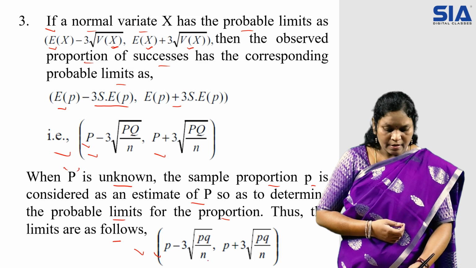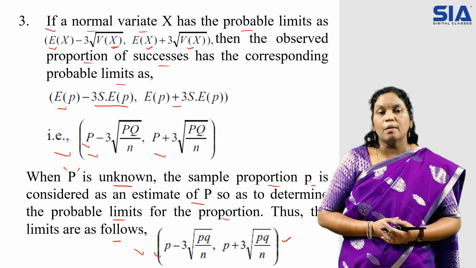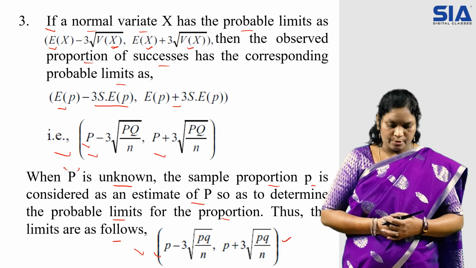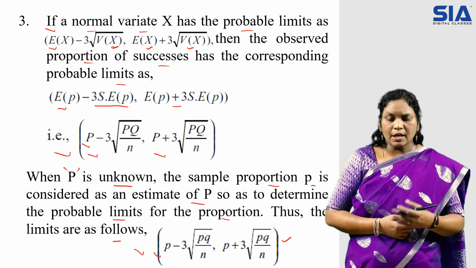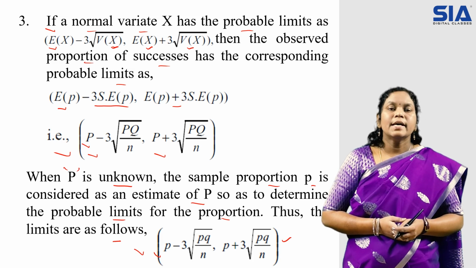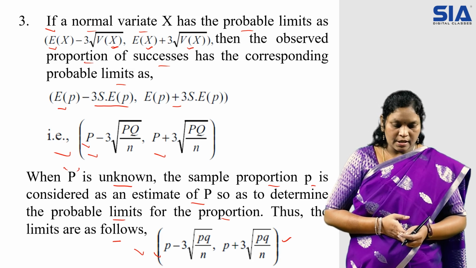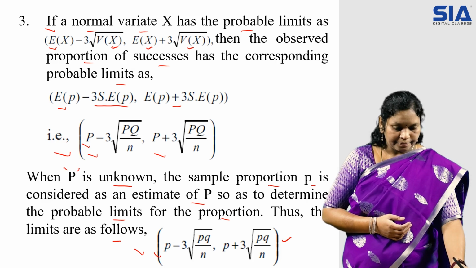So simply replace the population proportions with the sample proportions in the same formula, so that in that way we can get the limits whenever we have sample proportions with us. So that is the third point.